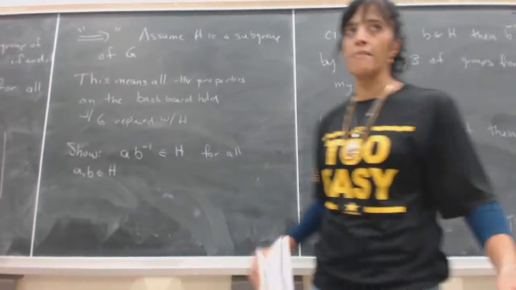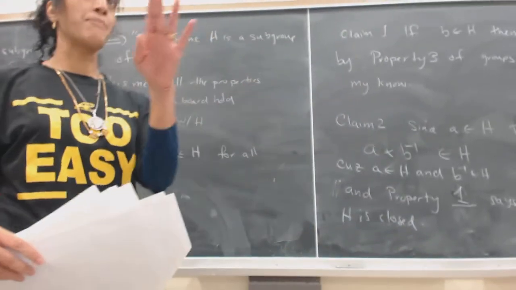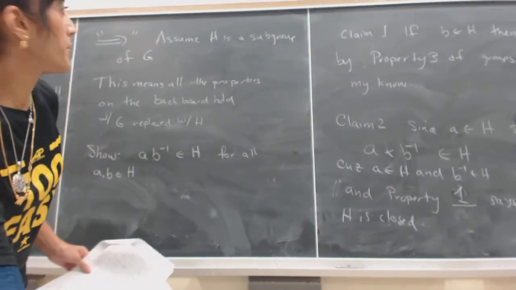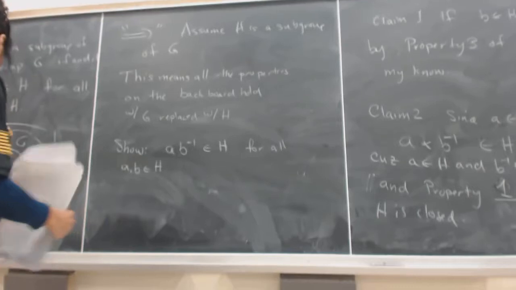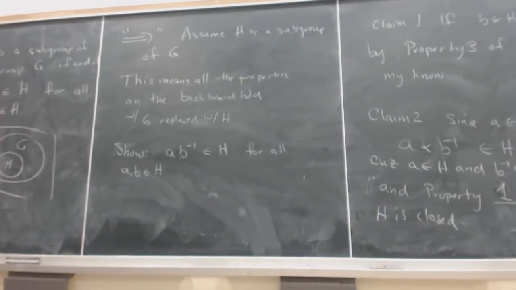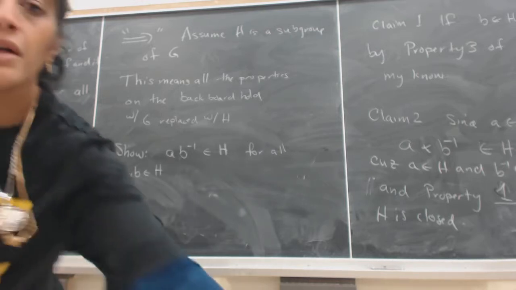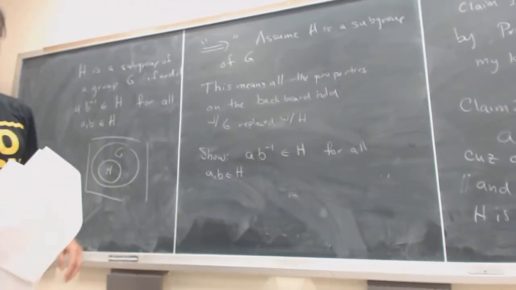Right, just a quick recap. We have the definition of a group on the backboard. We have a proof of this: H is a subgroup of a group if and only if a b inverse belongs to H for all a, b in H. Why is that an important thing to prove? Why would anybody want a statement like this?